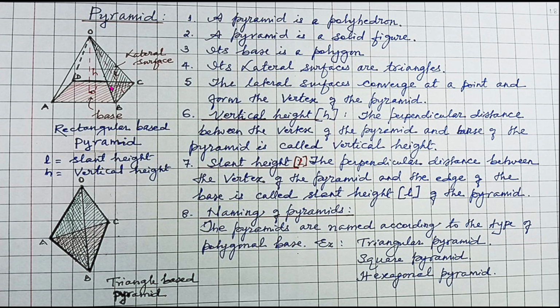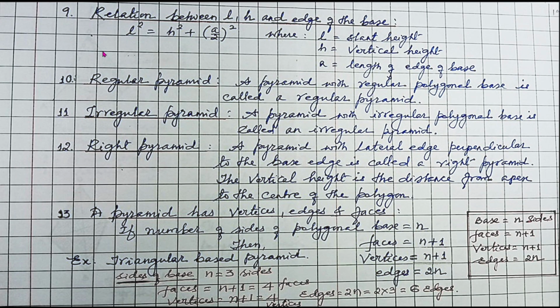Now, the pyramids are named according to the polygonal base. If the base is a triangle, then it is a triangular pyramid. If the base is a rectangle, then it is a rectangular pyramid, and if it is a square, it is a square based pyramid. If it is a hexagon, it is a hexagonal based pyramid. Remember that.